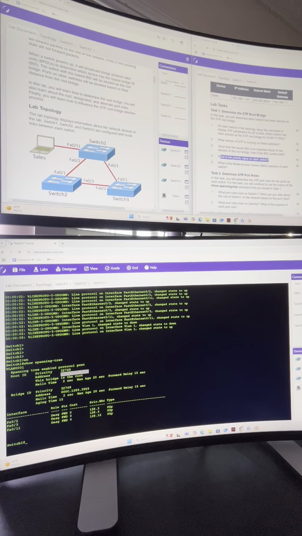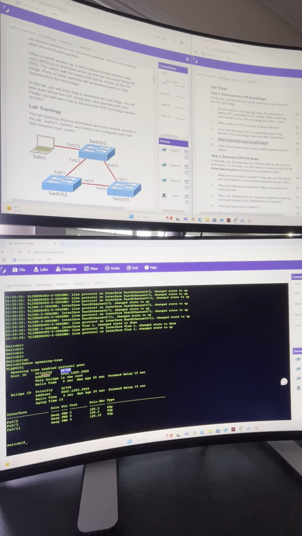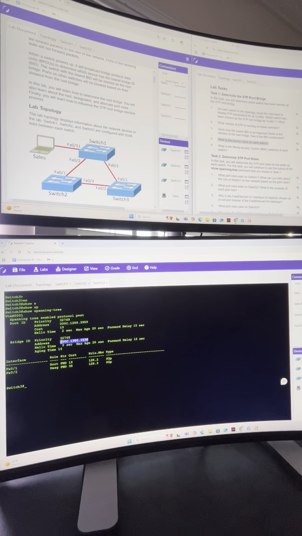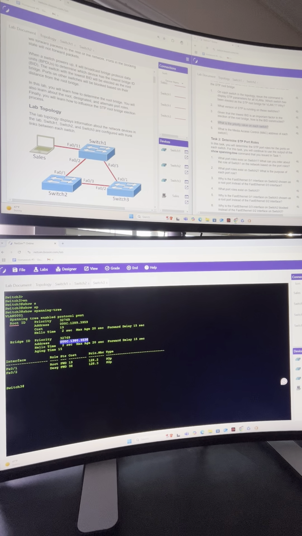So it says, what is the priority value on each switch? We already went over this. Each switch has a priority of 32,769. All right. And it says, what is the MAC address of each switch? Well, we can see the MAC address of each switch right here. For switch 1 it is 000C12893959. On switch 2, it is 000C14613123. And on switch 3, it is 000C13803538. All right. So that was number 5.